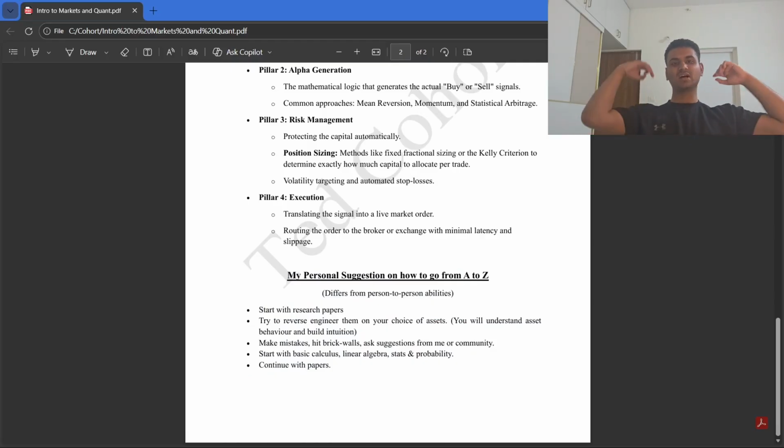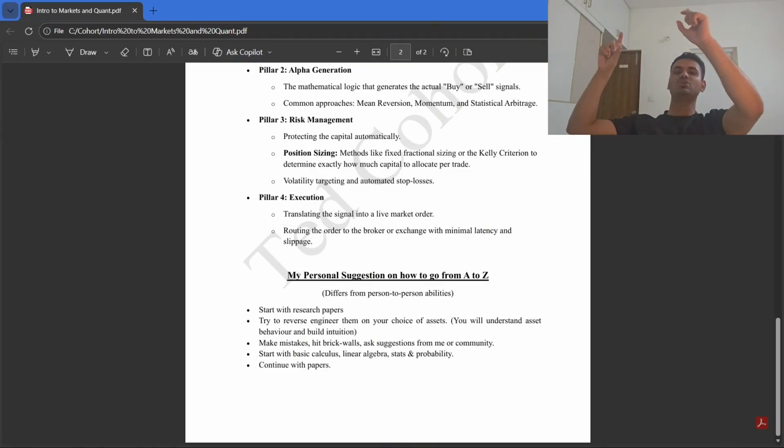So what I would do is I would start with research papers. The research papers I would start with is definitely CMT. CMT is Chartered Market Technician. It's a chartered code just like CFA, FRM, but for stock market traders. Let's say I would start with ranked asset allocation. I would start with anti-fragility asset allocation, and I would try to reverse engineer them. I would try to decompose each concept of the paper, and reverse engineer them on my choice of asset. This helps understand asset behavior and build intuition.